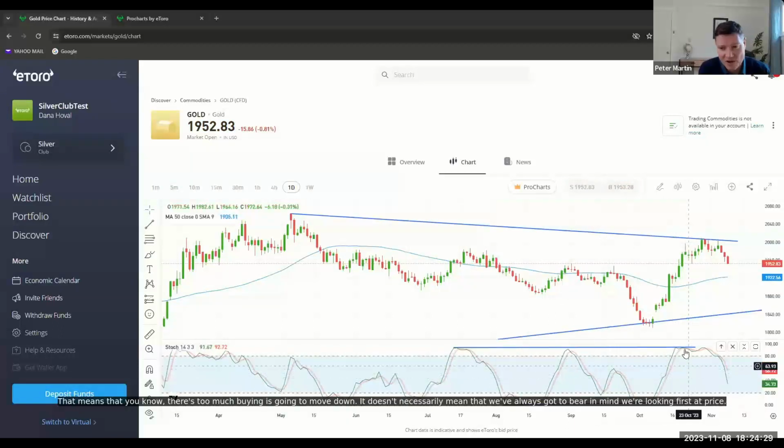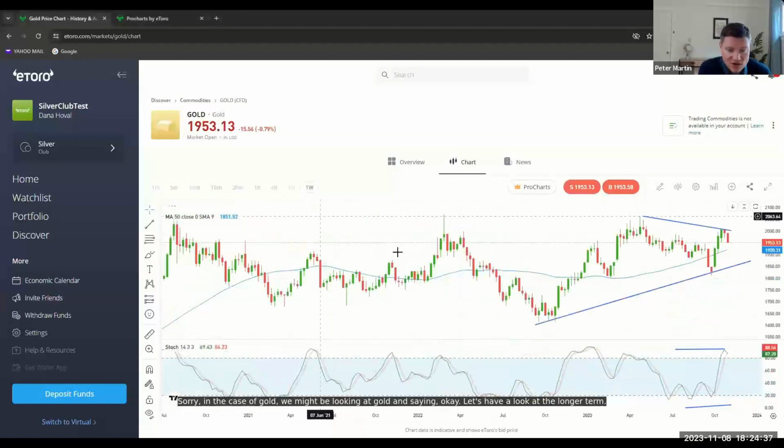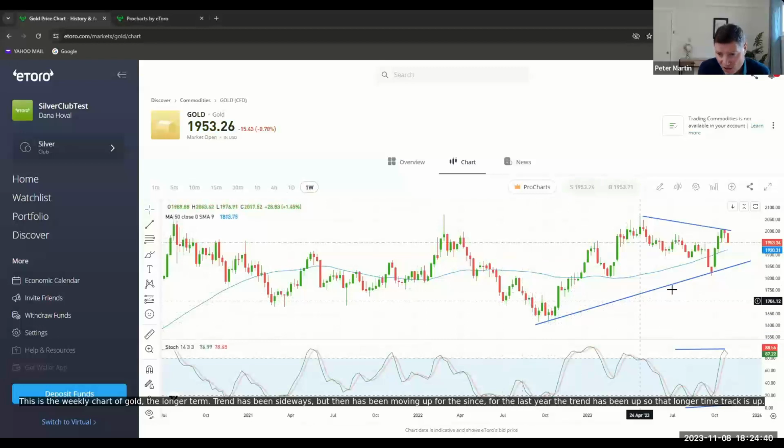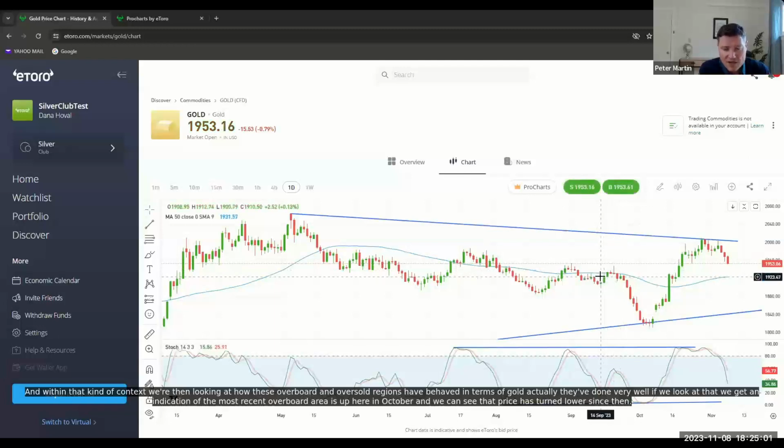We've always got to bear in mind we're looking first at price. So in the case of gold, we might say, okay, let's have a look at the longer term. This is the weekly chart of gold. The longer term trend was sideways, but then has been moving up for the last year. So that longer term trend is up. And then on the daily chart, you might say, okay, the actual trend over the last few months has been downward, but it's a very gentle downward trend. And within that kind of context, we're then looking at how these overbought and oversold regions have behaved.